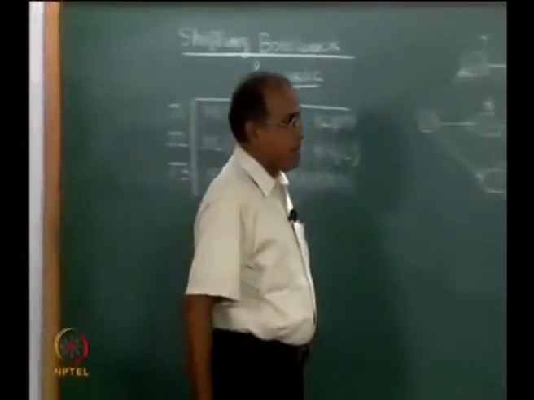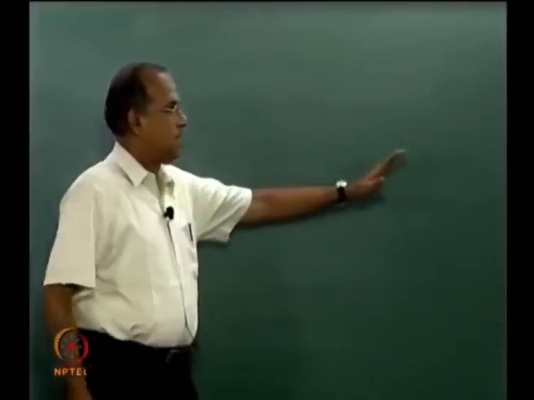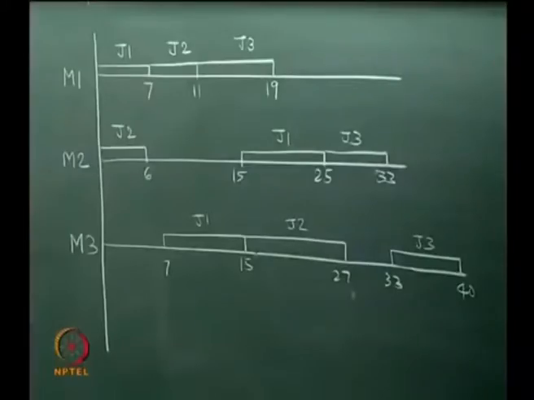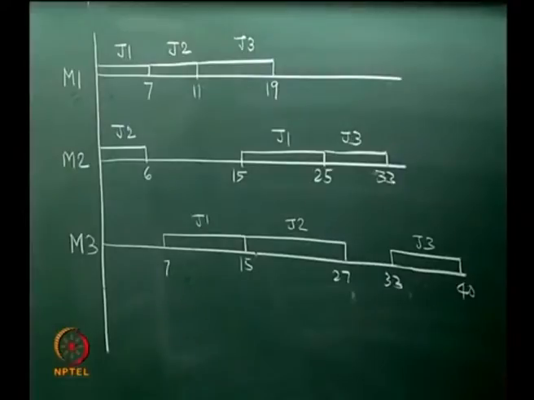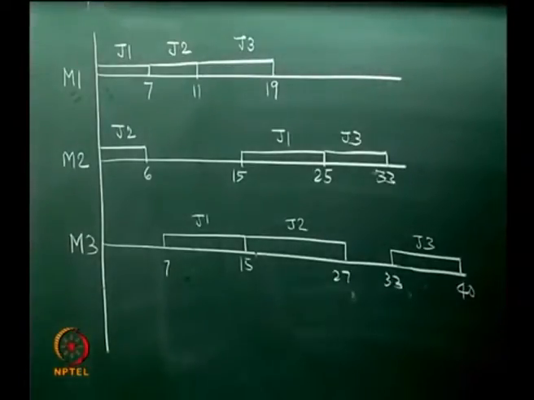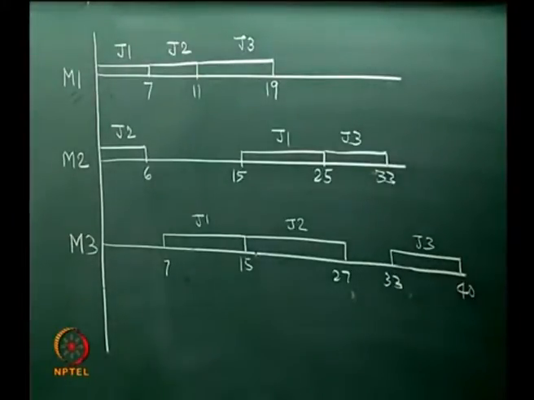For example, if we go back to the SPT solution, in this solution the jobs visit M1 in the order J1, J2, J3, M2 in the order J2, J1, J3 and M3 in the order J1, J2, J3. So, one other way of describing a schedule is to determine the order in which the jobs are going to visit the machines.